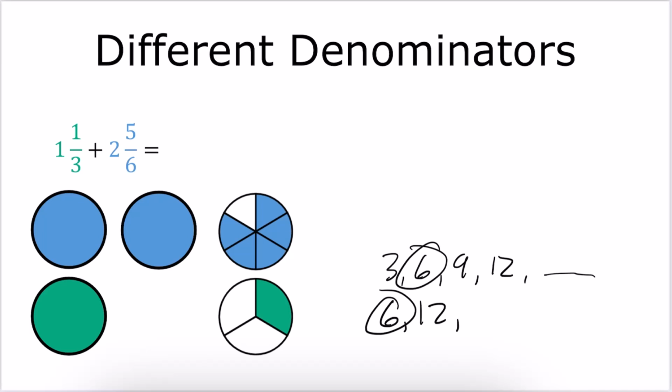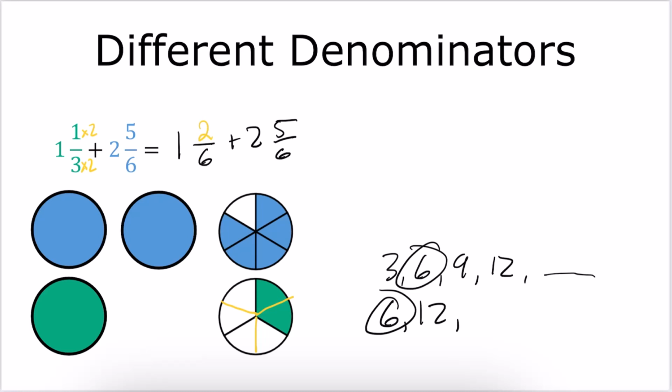And I'm going to think about this as 1 and some number of 6 plus 2 and 5/6, because that second fraction already has a denominator of 6. So to make the denominator of 3 be a denominator of 6, I'm going to multiply by 2, which means that I'm splitting each of these pieces into 2 pieces, which means I now have 6 total. And the one piece that was shaded is now 2 of the smaller pieces.